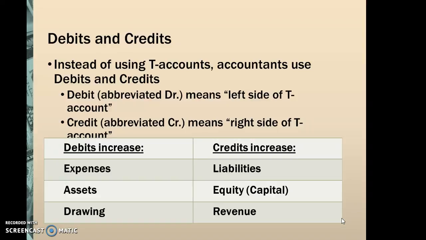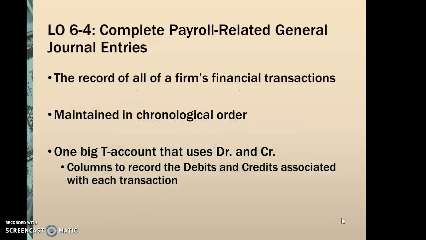So the accounts that increase with a debit are expenses, assets, and the drawing account. The accounts that increase with credits are liabilities, equity, and revenue. As you notice, the debits are on one side of the equation and the credits are on the other side of the equation. Now, this is covered on page 209 in your book.